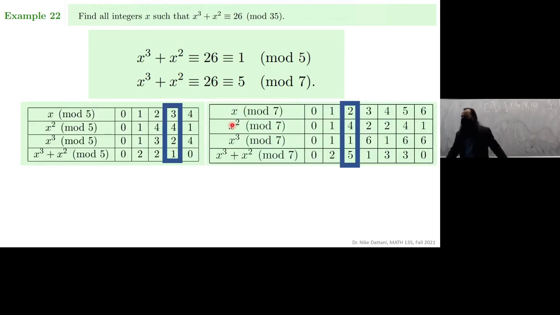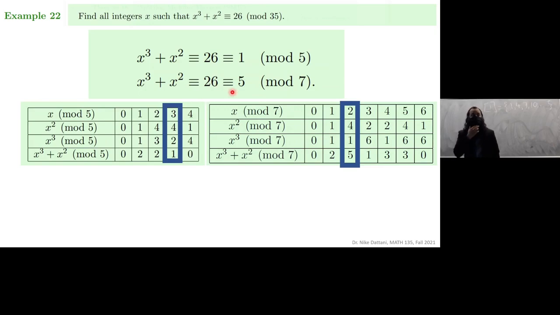So we do the tables, because now these are small moduli. We've taken a big modulus and turned it into small moduli. You do the prime factorization for that. Now when x is congruent to 3 mod 5, then x cubed plus x squared is congruent to 1 mod 5, and that's what we wanted. And when x is congruent to 2 mod 7, then x cubed plus x squared is congruent to 5 mod 7, which is what we wanted. So we found our two solutions.